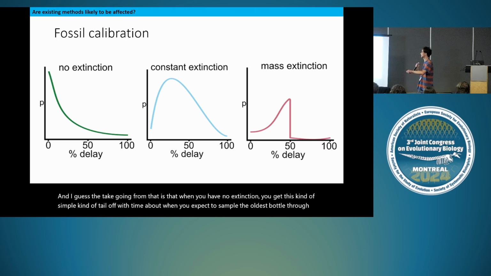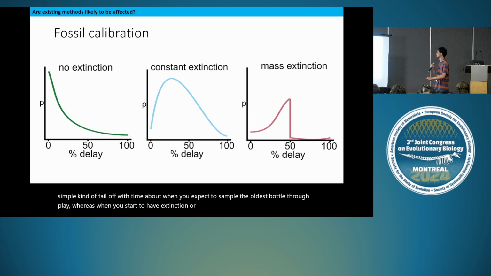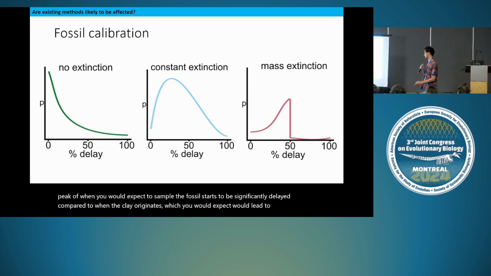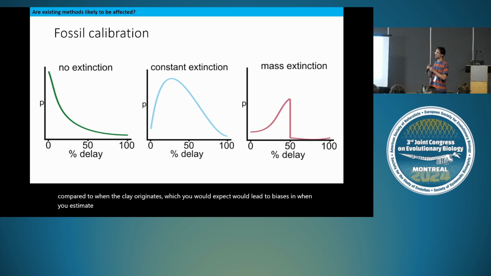whereas when you start to have extinction or even mass extinction events, the peak of when you would expect to sample the fossil starts to be significantly delayed compared to when the clade originates, which you would expect would lead to biases in when you estimate divergence times that would be specific to broader phylogenetic scales.